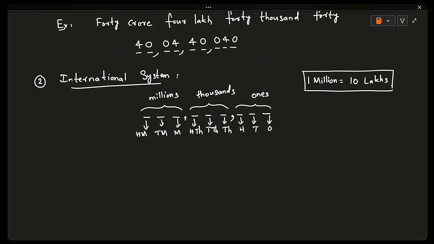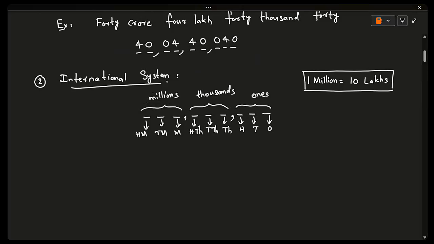Now, these are the periods and places. In the ones period, we have ones, tens, hundreds. In the thousands period, we have thousands, 10,000s, 100,000s. In the millions period, we have million, 10 millions, and 100 millions.